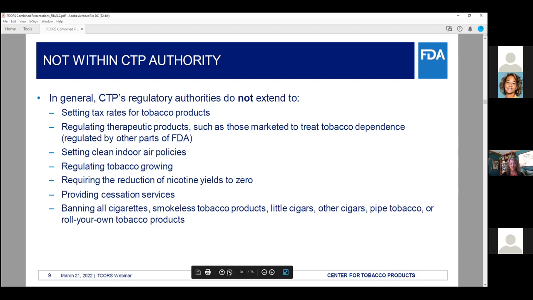A term that you'll hear associated with this is responsiveness. We'll talk a little bit later at the end of this presentation about responsiveness specific to this funding opportunity announcement.